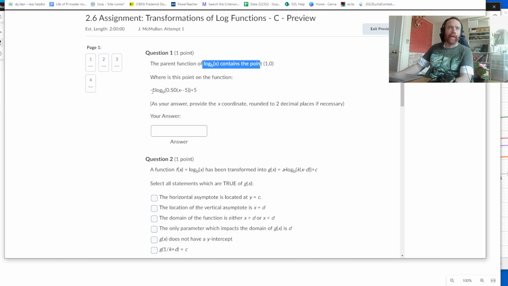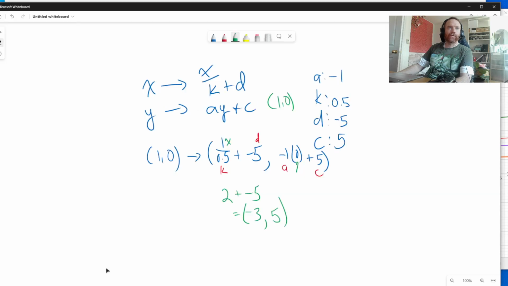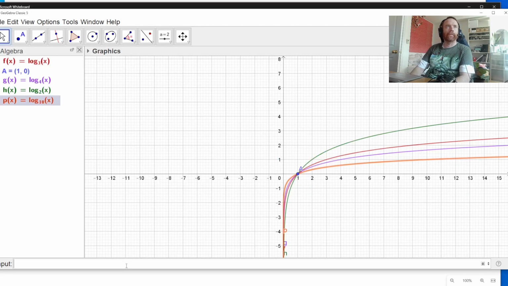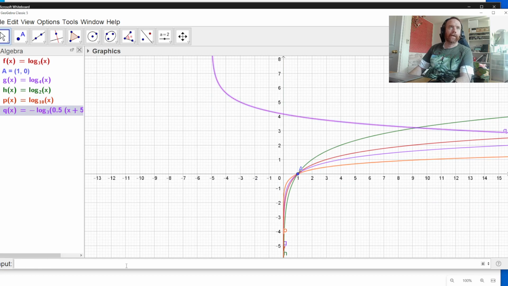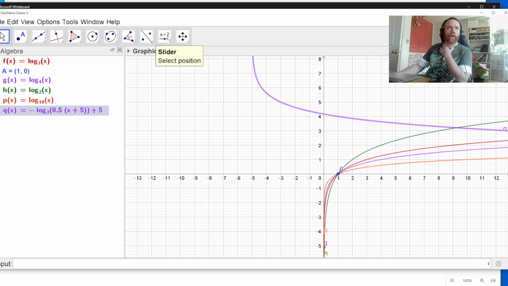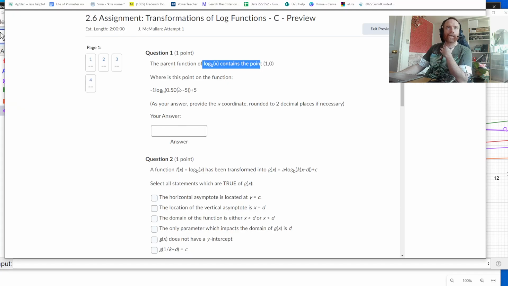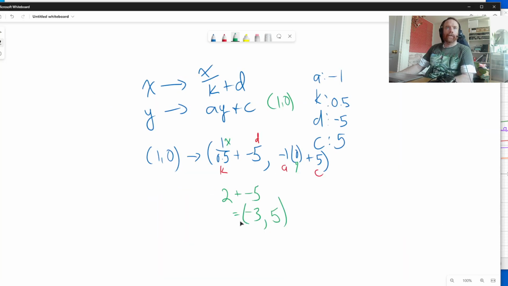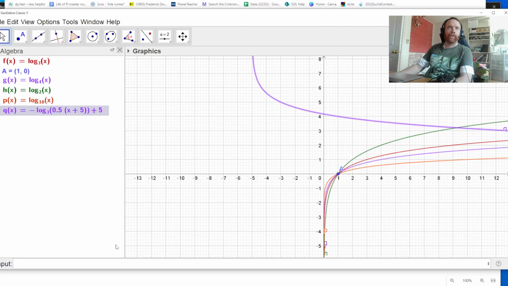So my function is -1 times f of 0.5 x plus 5, plus 5. Let's go ahead and transform it. So I'm going to go -f 0.5 x minus -5 plus 5. Okay, so there's my transformation. Now, according to our theory here, our 1, 0 point should be on this graph in the form of -3, 5. Well, let's test. -3, 5 is right there, right on that graph.